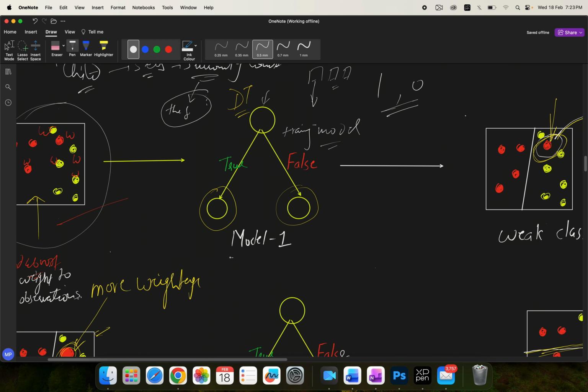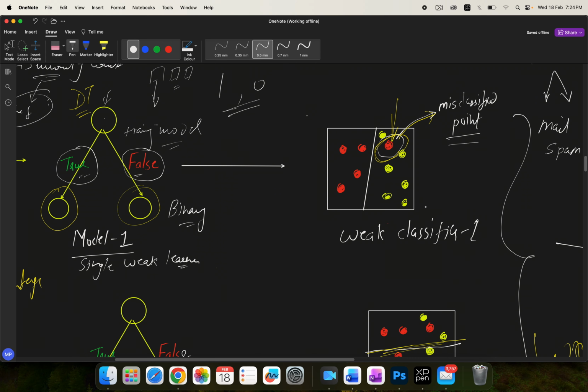Now we will start with a single weak learner. This is model 1 and we call it a weak learner. This model will classify points, or you can say observations, into yes or no. It can be true, false, yes, no, diabetic or non-diabetic, anything which has binary classification. This will be the model we get after this process, and we call it weak classifier 1. Why are we calling it weak classifier 1? Because there are some misclassified points.